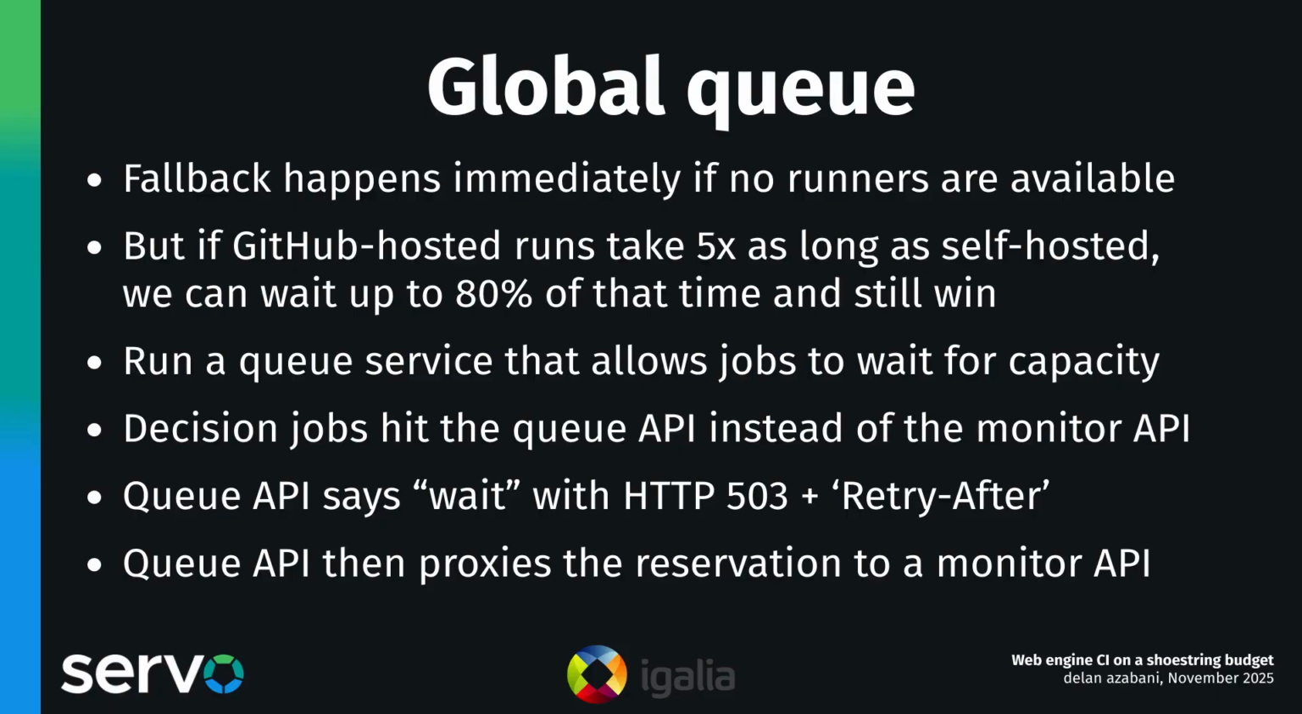So to increase the utilization of our self-hosted runners, what we can do is run a small queue service that sits in front of the monitors, and it essentially acts as a reverse proxy. It will take the same kind of requests for reserving runners as before, but it will have a global view of the availability and the runner capacity at any given moment. And based on that, it will either respond to the client saying, go away and please try again later, or it will forward the request onto one of the monitors based on the available capacity.